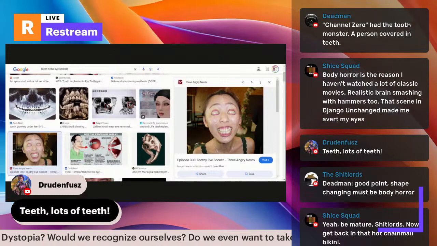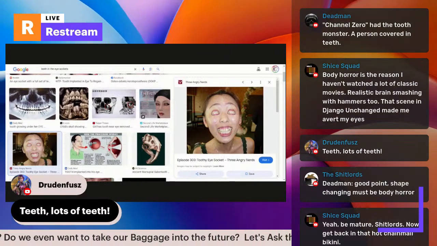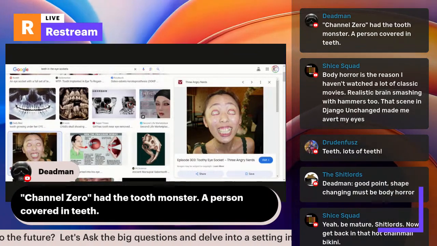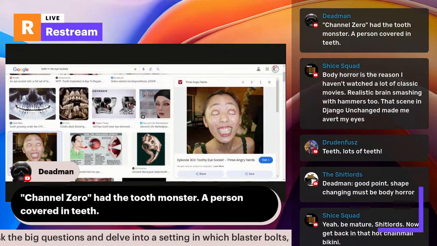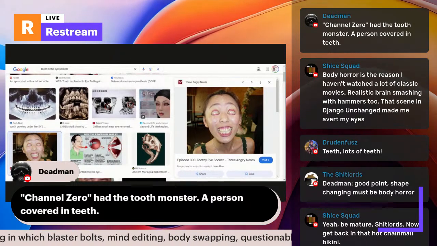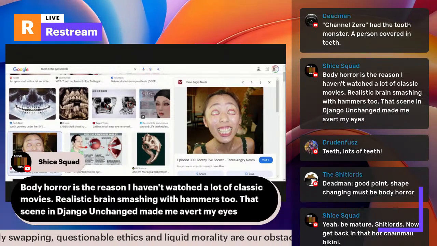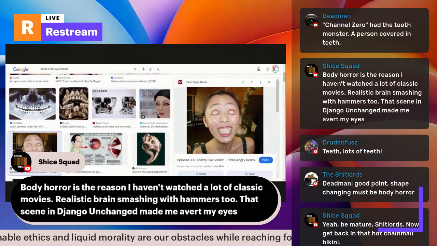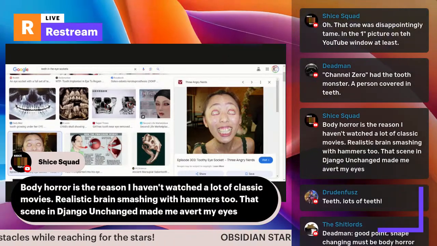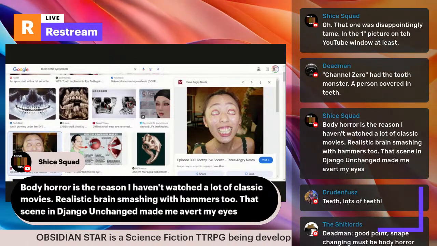Channel Zero had the teeth monster, a person covered in teeth. I remember Channel Zero. Man, it's been a long time. Body horror is the reason I haven't watched a lot of classic movies. Realistic brain smashing with hammers too. That scene in Django Unchained made me avert my eyes. You know what? Back in the old horror movies, there were a lot of practical effects where they would make a perfect facsimile of someone's face and then smash it with a hammer.